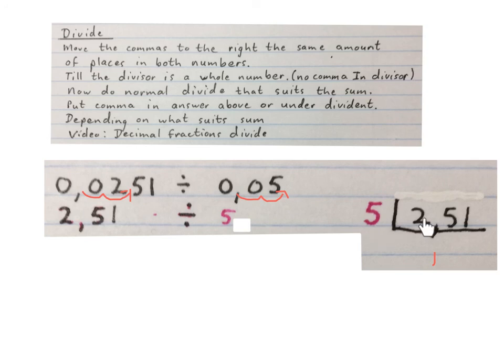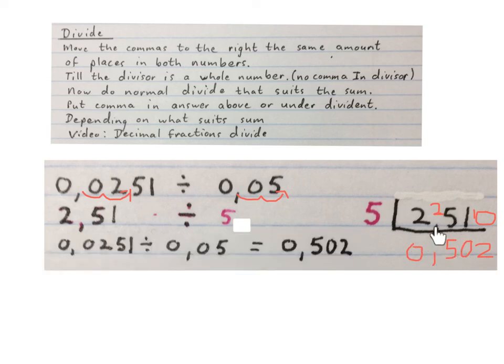We say 5 goes into 2. 0 times, carry the 2. Next we say 5 goes into 25. 5 times. Then we say 5 goes into 1. 0 times. And add on an extra naught behind the 1. Then we say 5 goes into 10. 2 times. So our final answer is 0,502. Like I said, if you lost me over here, please look at the video Decimal Fractions Divide. Then you have to write out your final sum. 0,0251 divided by 0,05 is 0,502.